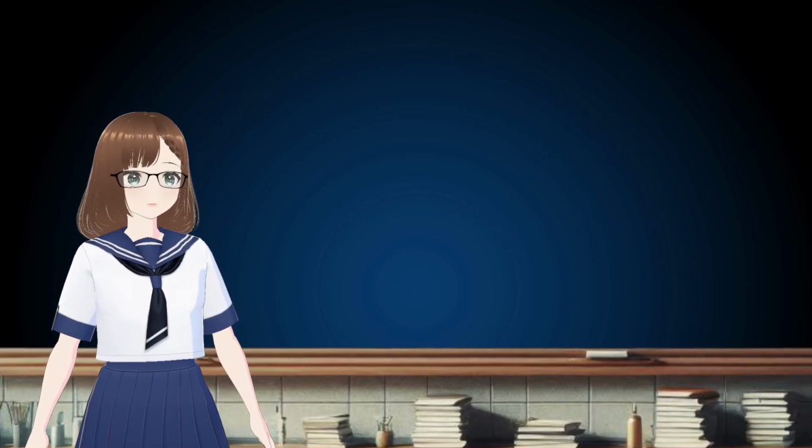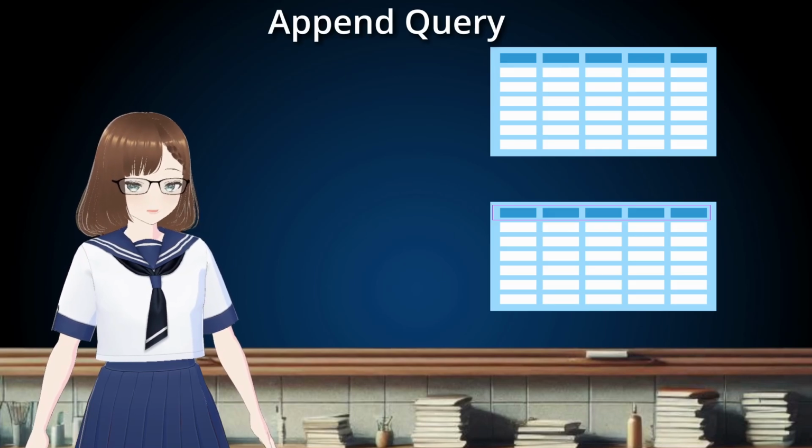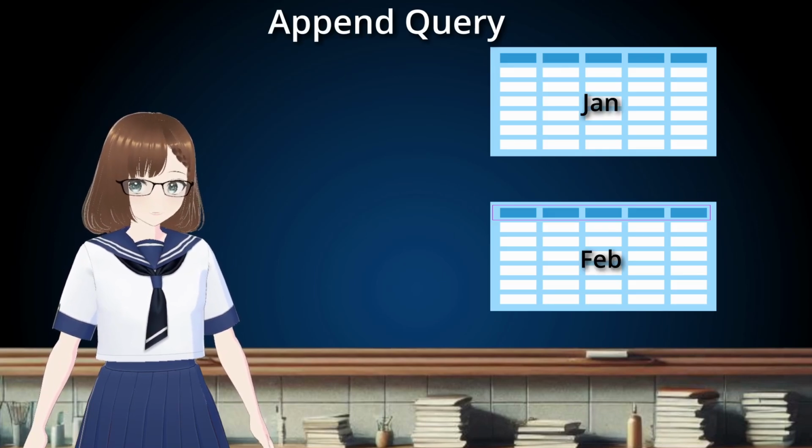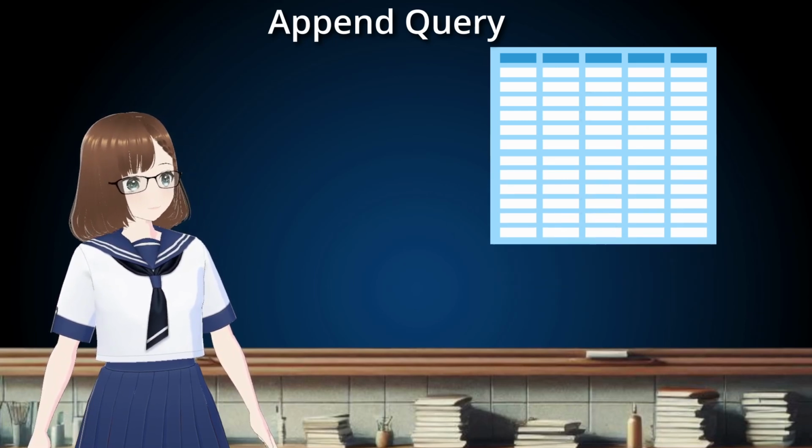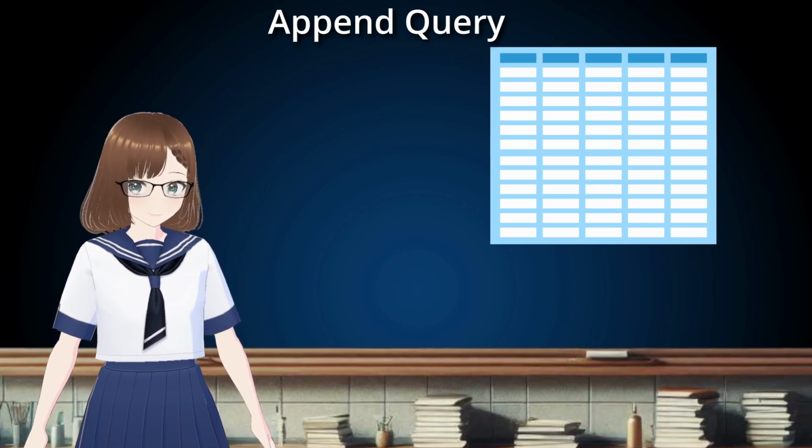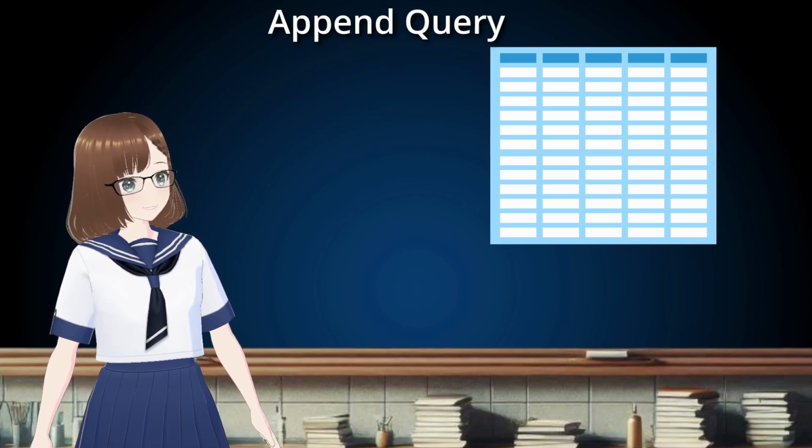Append Query, used when you want to combine 2 or more tables vertically by rows. Example, combine monthly sales data, such as sales for January and February, into one table. By using the Append Query function, the data from January and February will be stacked vertically.